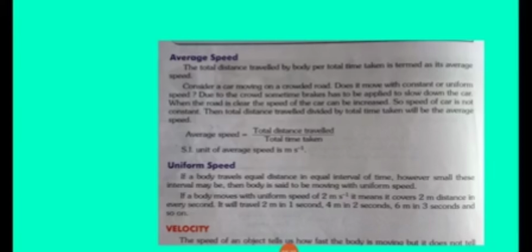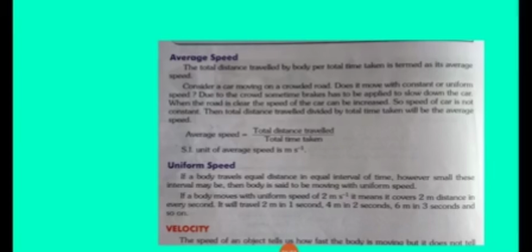Now coming to average speed. As we have seen the definition of uniform motion and uniform speed, can we actually see objects in uniform speed or uniform motion in daily life? It is quite difficult. Take an example of a car moving on a crowded road. Does it always move with constant or uniform speed? Due to traffic, due to crowd, sometimes the brakes have to be applied to slow down the vehicle. And when the road is clear, the speed of the car can be increased again. So the speed of the car is not constant. It keeps on changing every now and then.